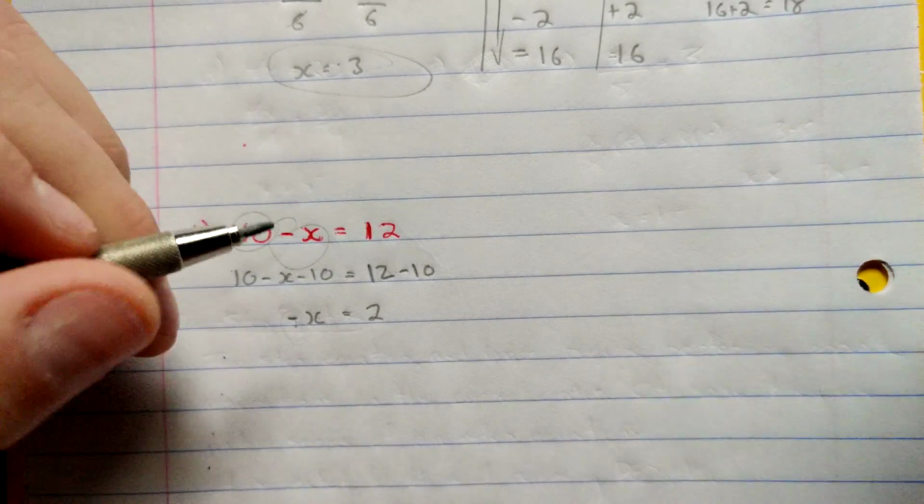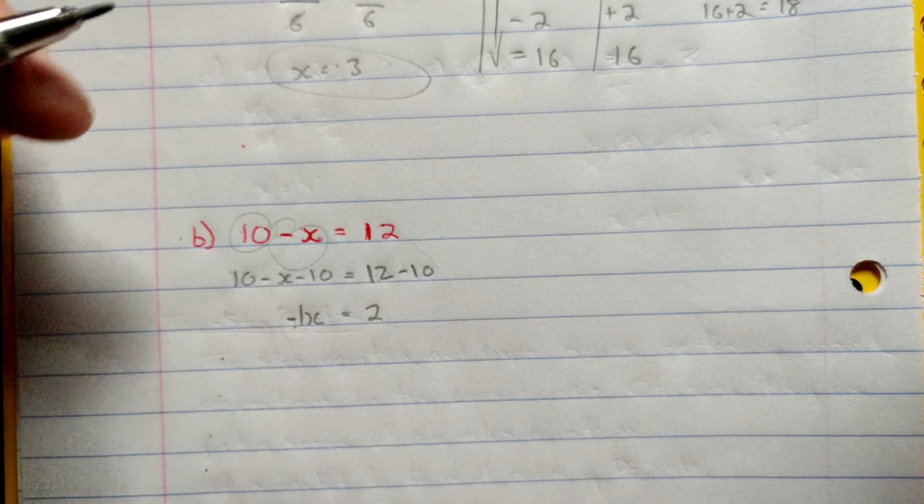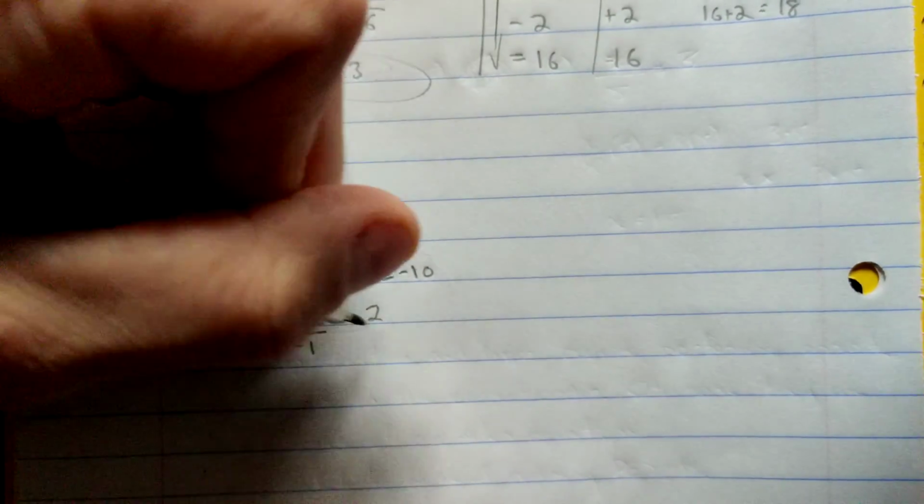We got negative x. Actually, this is negative 1x, if you want to be technical. And now we've got to get rid of that by dividing both sides by negative 1.